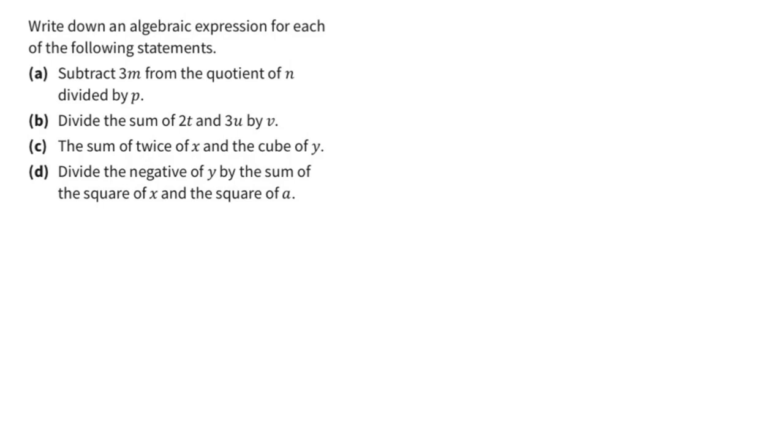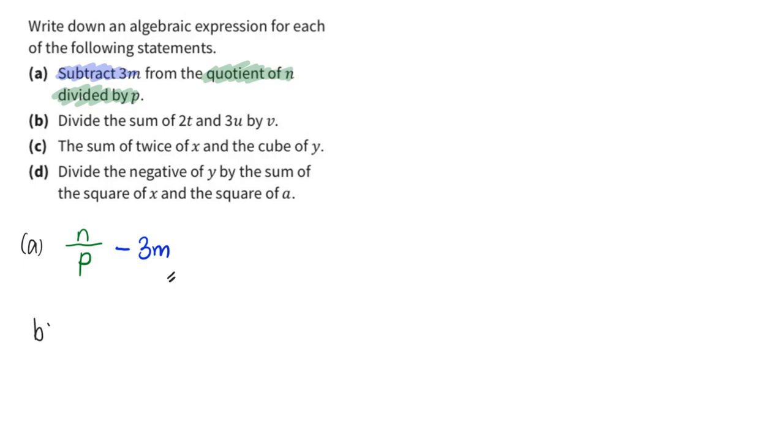Alright, for this question, let's have a look. We are going to have part A. We must subtract 3m from the quotient of n divided by p. That means n divided by p minus my 3m. Because we are subtracting 3m from the quotient, it's the quotient minus 3m.